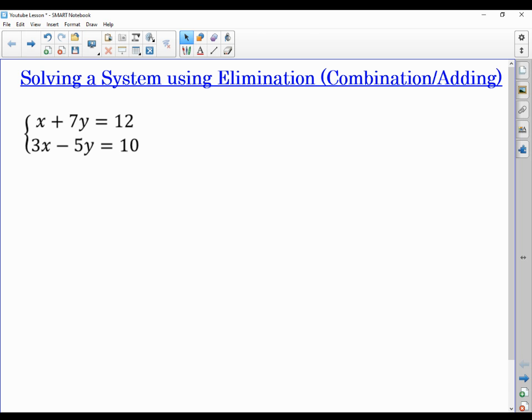Today, we're going to look at another algebraic way to solve a system. It's called the elimination method. It's one of my favorite methods. It's also called the combination or adding method. It doesn't really matter. It has many different names. But the goal is to add these equations together vertically to eliminate one of their variables.